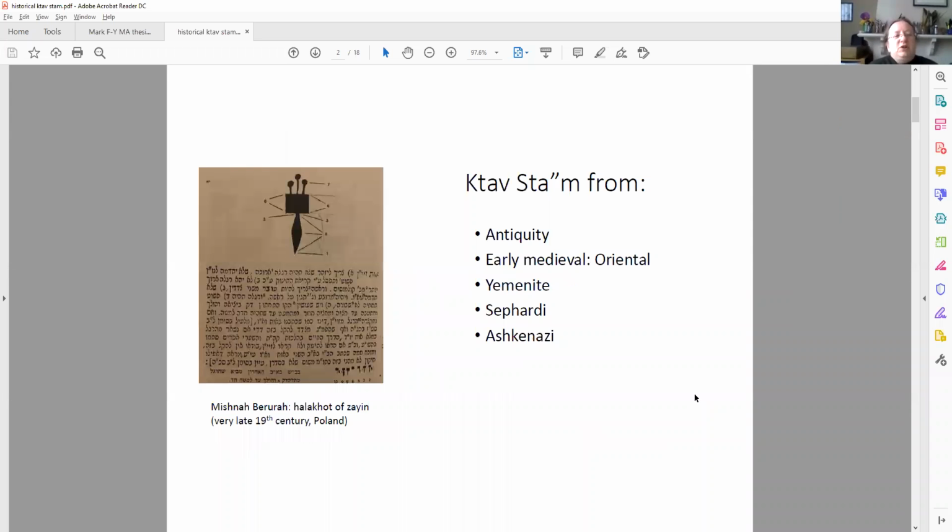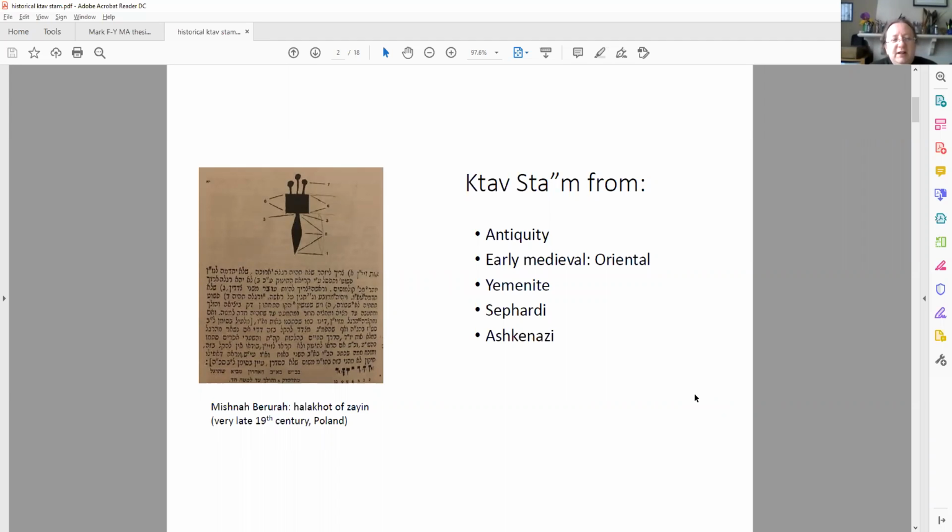So the image on the left here is one that strikes fear into the heart of all my students. It is a section of the Mishnah Brura on the halachot of how to write the letter Zayin. And you can see he's got a diagram of Zayin with lots and lots and lots of points of interest labeled. Much, much, much halacha. And when you learn scribing, this is what you start out with. You have to master all of this.